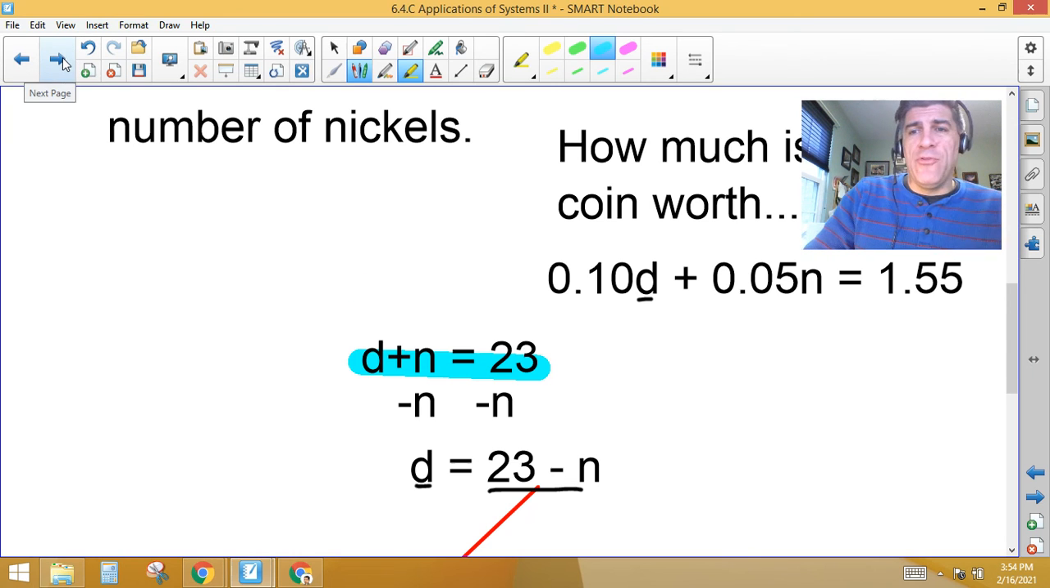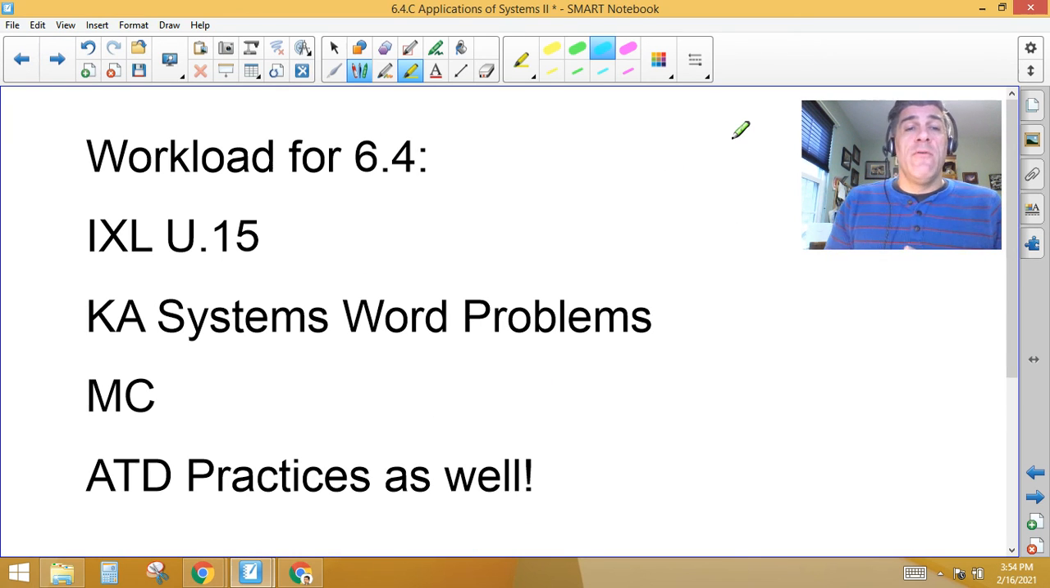All right, those are a couple different styles of problems. The workload for all of 6-4, though, notice there was no work yet. So the workload is going to be IXL U15. There's a Khan Academy assignment, and then your mastery check. Also, I added an Aspire to do, not a lesson, but Aspire to do practices. Those are extra practices that will help. They're individual application problems, all right?